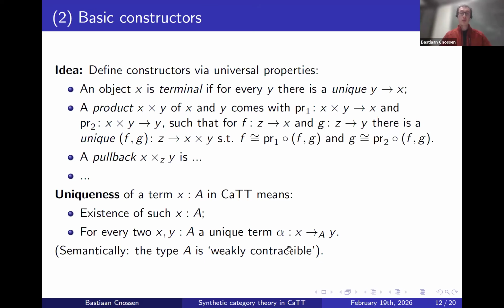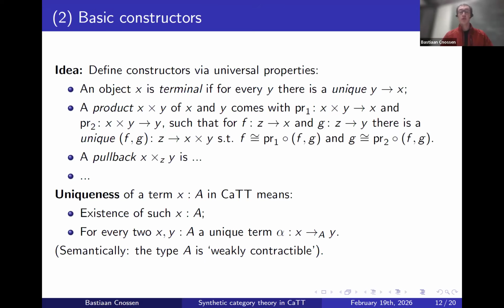People from homotopy type theory will probably be used to such a description: if I take a homotopy type, it's called contractible if, first of all, it's inhabited, I have some x, and then for every two x and y, the path type, the identity type between them, is itself contractible. This is sort of the analog.